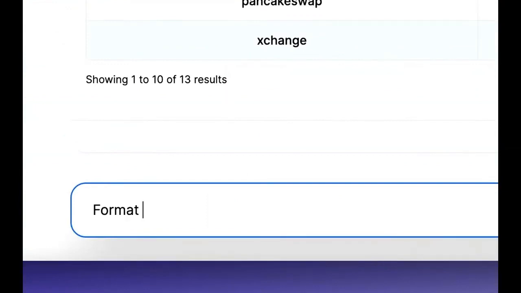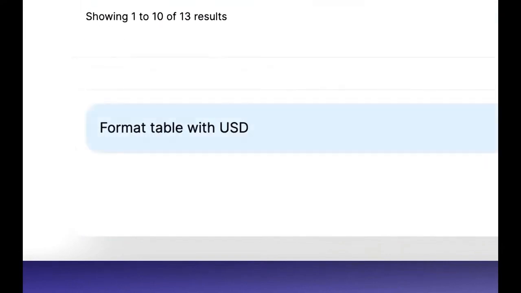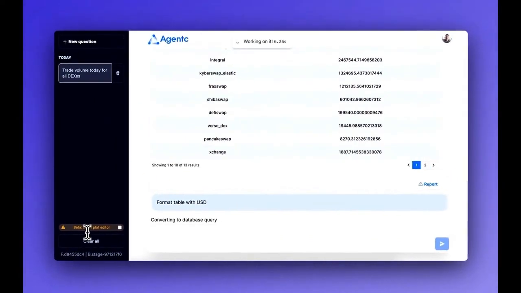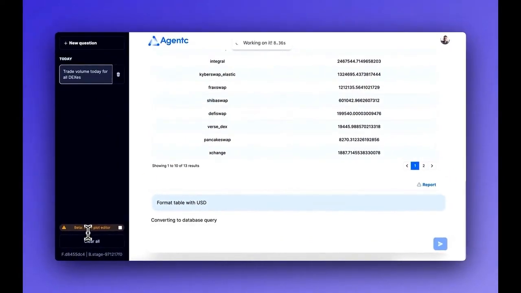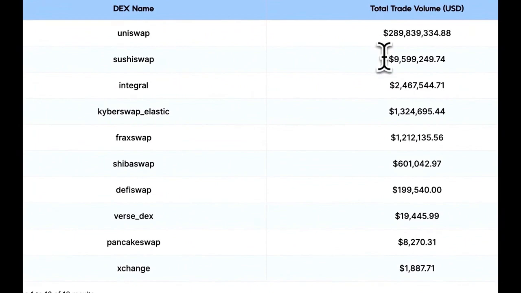In that table that was just shown, it didn't format the numbers as dollars. It was just floating point numbers. So here I just typed in, "format the table with USD." And if you look on the right-hand side of the screen, you'll see in a moment that the numbers have now all been converted to dollars from floating point.